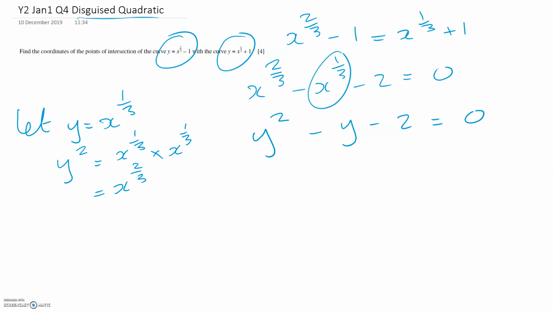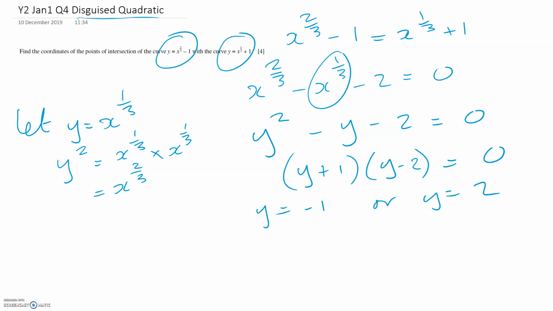And you could use your calculator to solve this, but I think it will factorize. So it's got to give us minus 2 there. So I guess plus 1 minus 2 would work. So that means that y is minus 1 or y is 2. Don't forget we need to put it back in terms of x. So that means x to the power of 1/3 equals minus 1, or x to the power of 1/3 equals 2.